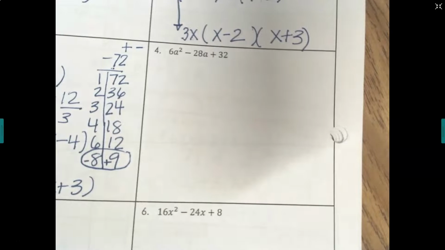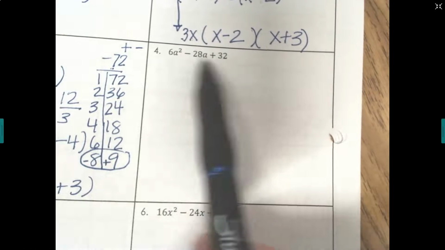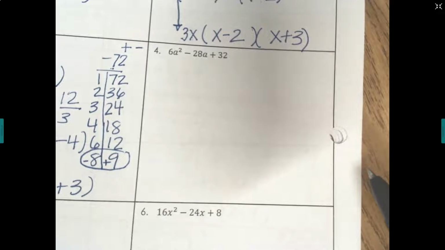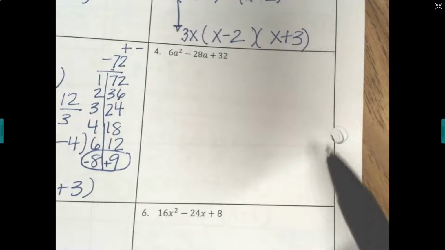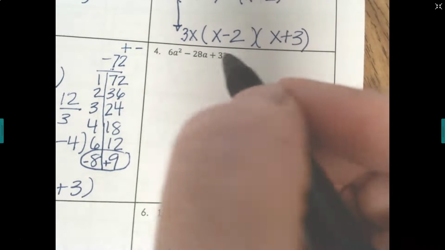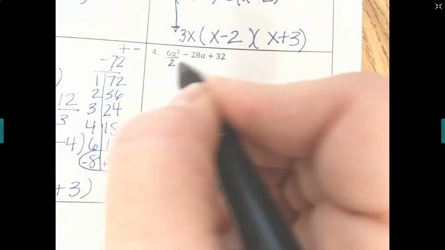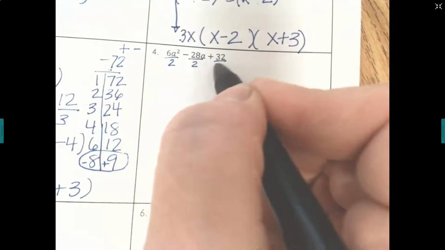All right, so let's take a look at number 4. They don't all have a variable, so I don't have to worry about taking out a variable, but 6, 28, and 32, I think the only number that goes into all 3 of them, the biggest number that will go into all 3 of them evenly is 2.